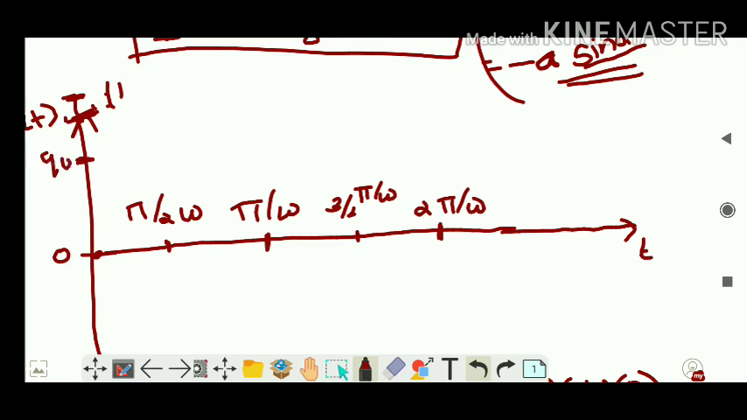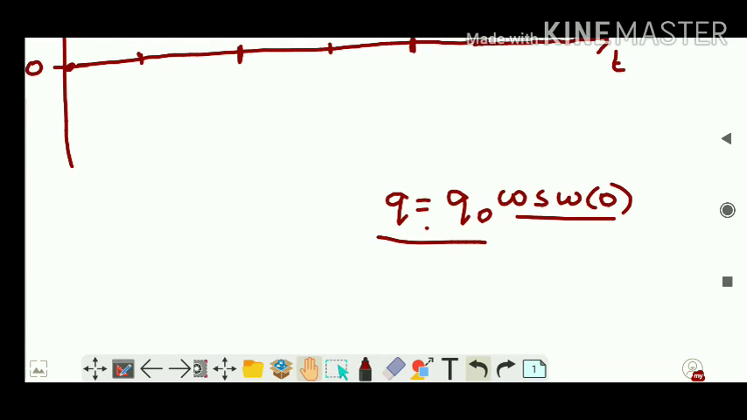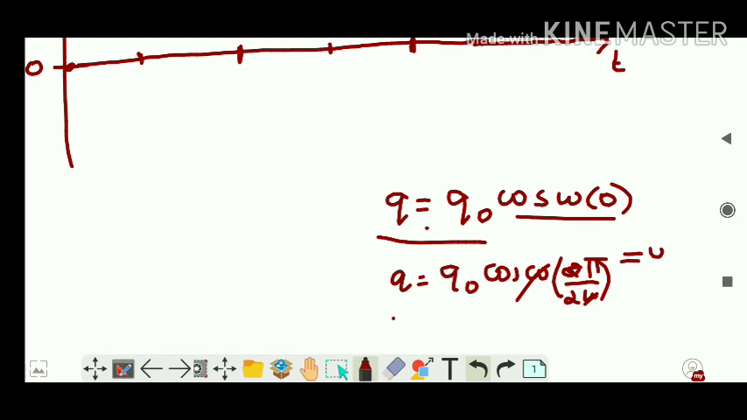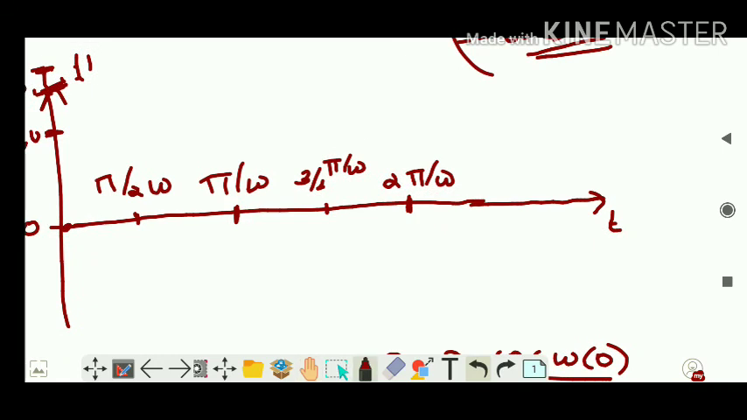This is Q naught. Now the next interval is when t is equal to pi by 2 omega. So Q is equal to Q naught cos omega times pi by 2 omega. You cancel omega, then you get cos pi by 2, cos 90 is 0. So you will get Q is equal to 0. That is, at pi by 2 omega, the charge is equal to 0. So you have to mark accordingly. Then here it will be 0. Let's plot it like this.